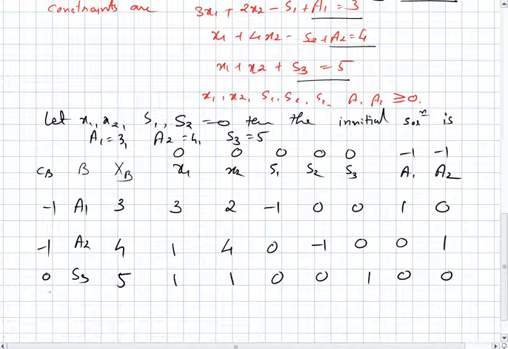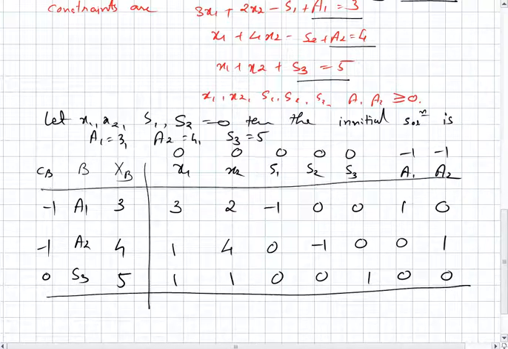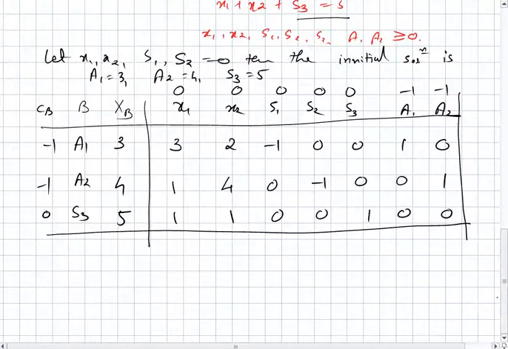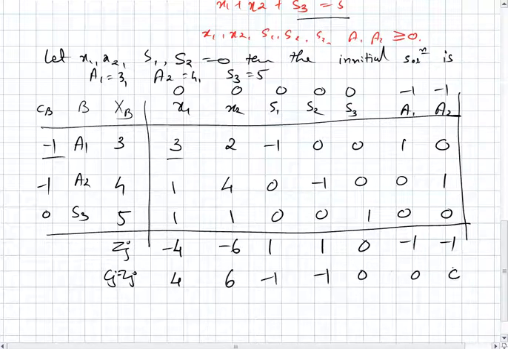Now evaluate Zj. So it is -1 times 3, so -3, -1 times 1 and 1, so -2 for x1... giving -4 for x1 and -6 for x2, then 1, 1, 0, and -1, -1. Cj minus Zj is 4, 6, -1, -1, 0, 0, 0.